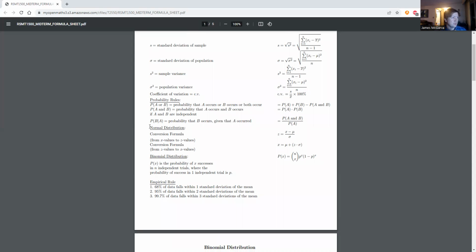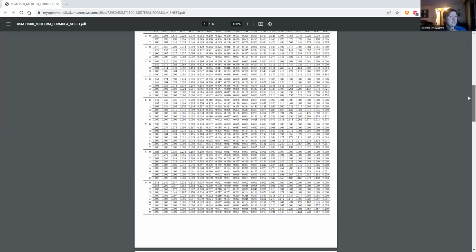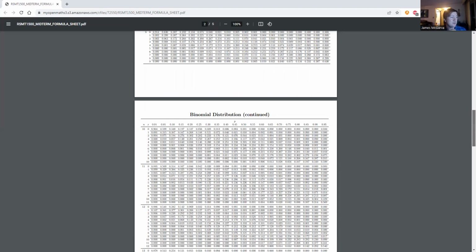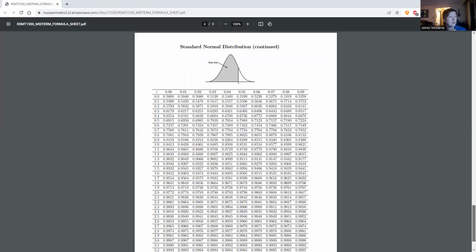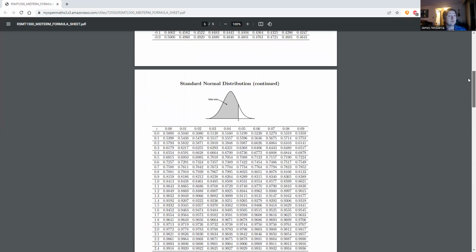Just like with the binomial distribution, these formulas aren't the whole story. You also have normal distribution tables. If you scroll down past the binomial distribution tables, you get to the normal distribution tables. And you'll see how to use those also in part 2 of the recording.